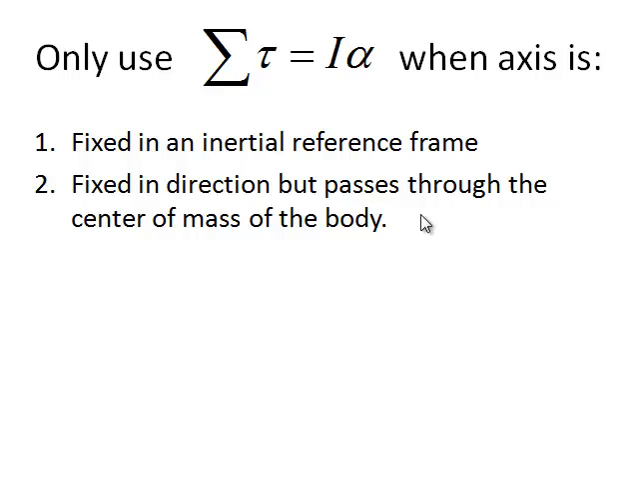So this second option is why we can use the sigma tau equals I alpha statement when we do problems with rolling without slipping. The axis of rotation is generally through the center of mass when we're looking at uniform objects, and that center of mass is moving in a fixed direction. So it's just really important to know the limitations of any formula you're using, and these are the limitations of using the sigma torque equals I alpha statement.